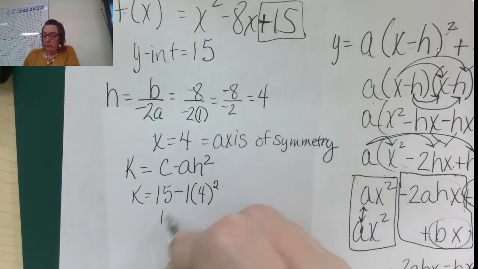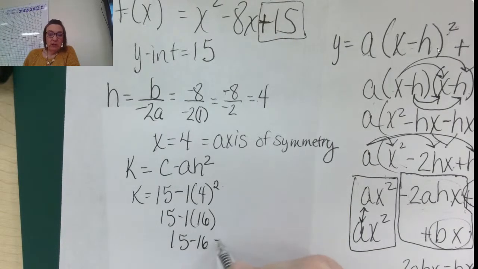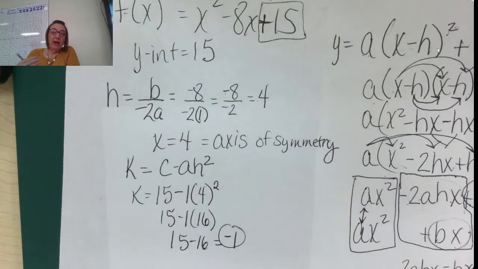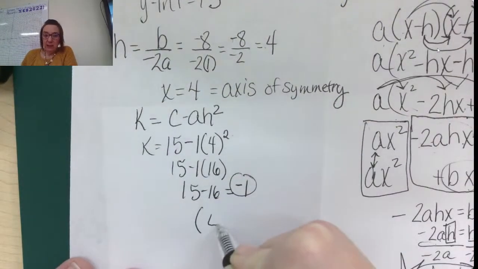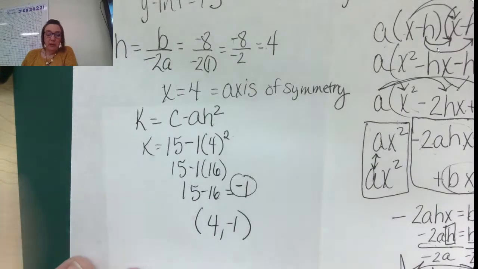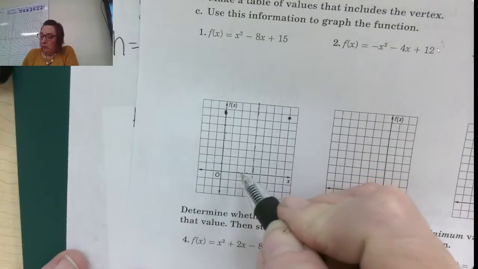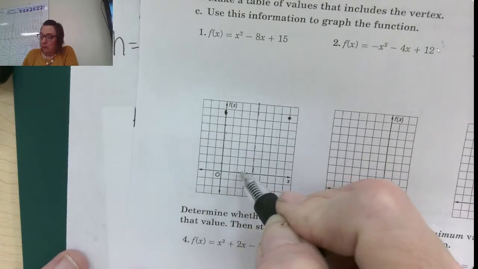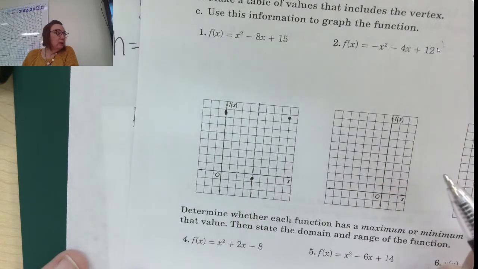4, so it's going to be 15 minus 1 times 16. So it's going to be 15 minus 16, which is negative 1. This is our k value. Now remember, our k value is the y value of our vertex. So we now know that our vertex is 4, negative 1. So we can go back to our graph and we can do 4, negative 1. And there's our vertex right there.